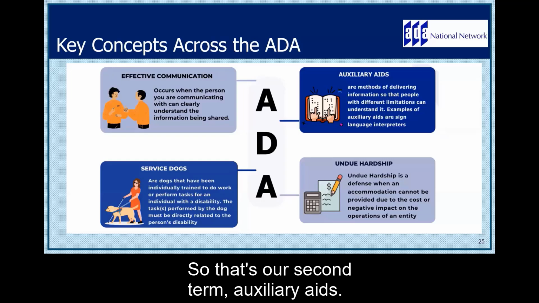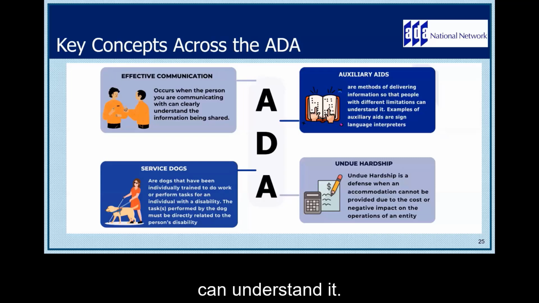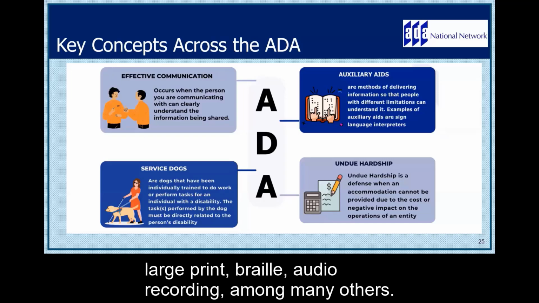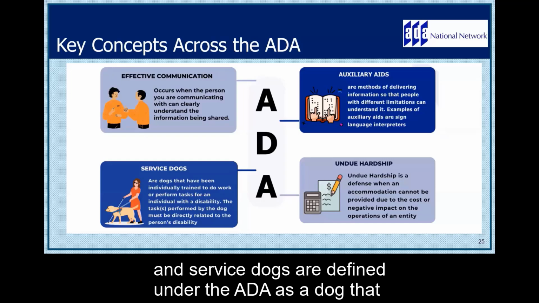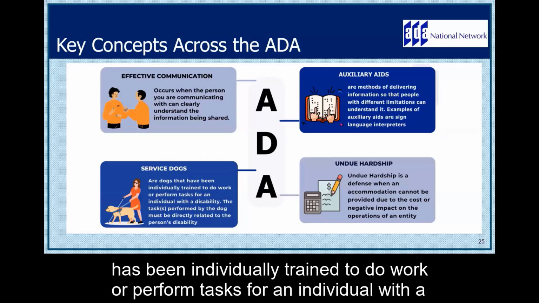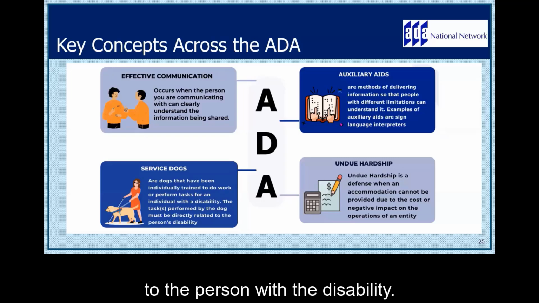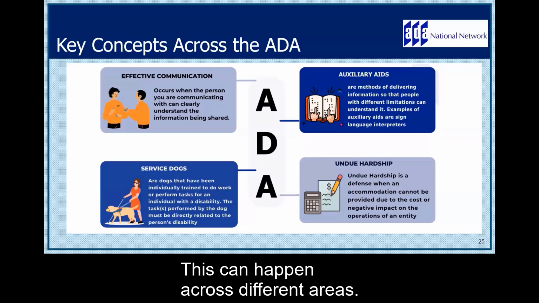So that's our second term, auxiliary aids. These are methods of delivering information so that people with different limitations can understand it. Examples of auxiliary aids are sign language interpreters, large print, braille, audio recording, among many others. Our third concept is service dogs. Service dogs are defined under the ADA as a dog that has been individually trained to do work or perform tasks for an individual with a disability. The task performed by the dog must be directly related to the person's disability. And before we mentioned the example of Martha, so this can happen across different areas.